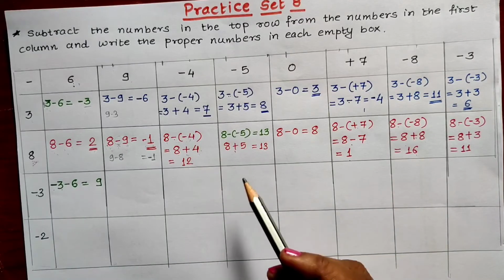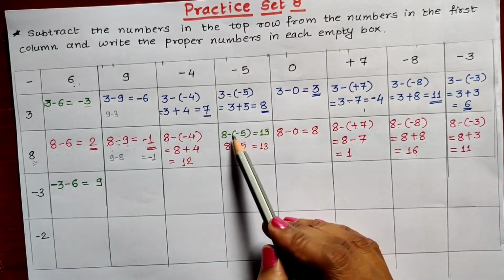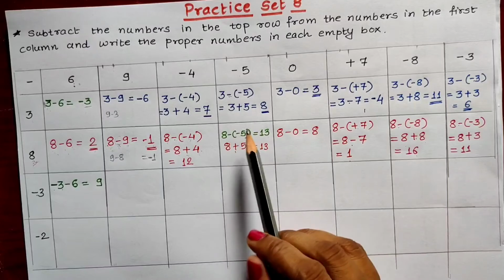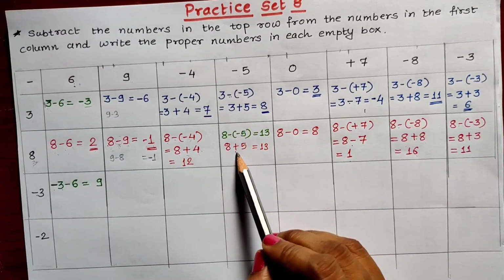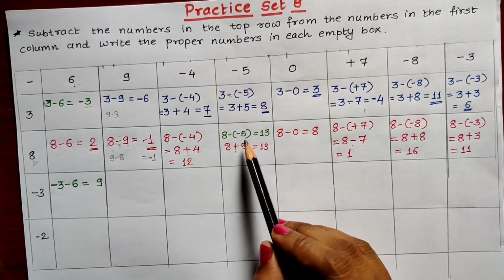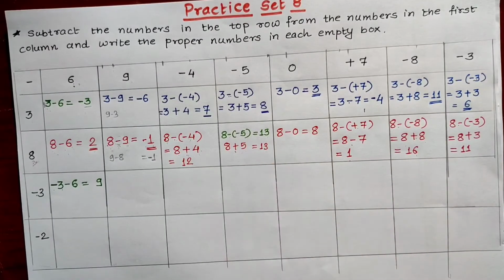Very simple. Now 8 minus minus 5. 8 minus minus 5, the answer is given 13. So 8 minus minus 5, how does 13 come? Because minus minus becomes plus. We have to combine these two signs and put a single sign. So minus minus plus. 8 plus 5 we all know 13.